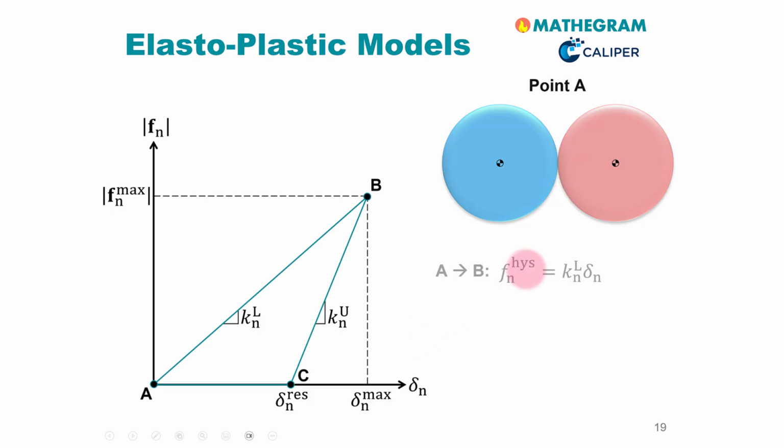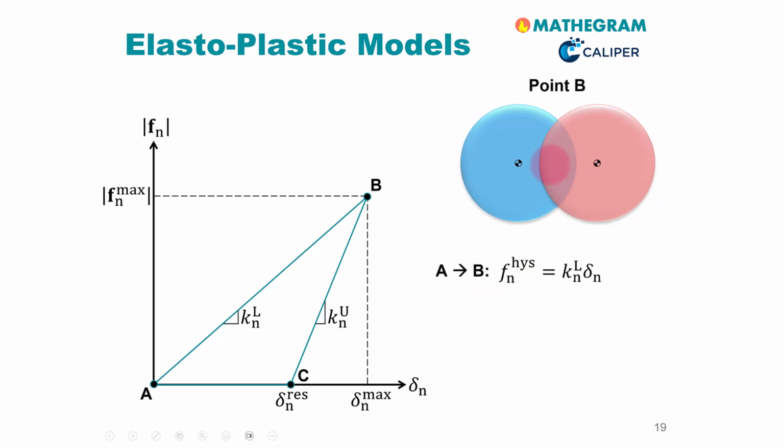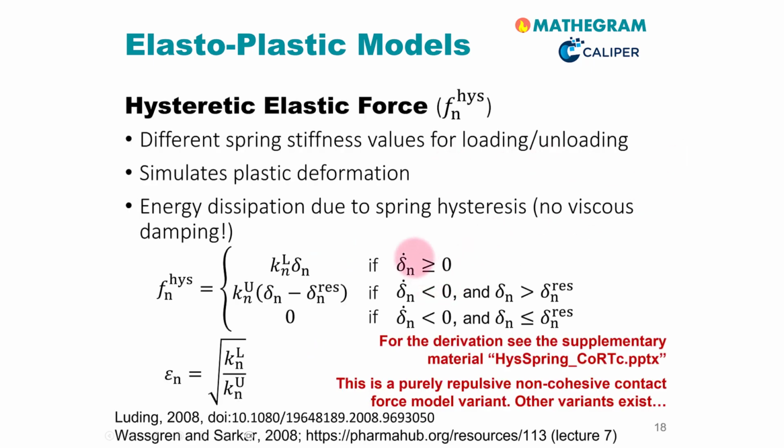Okay. Now the particles move towards each other. There is a positive relative velocity. This delta n dot, as shown here on the next slide, would be larger than 0. The particles would approach each other, right?